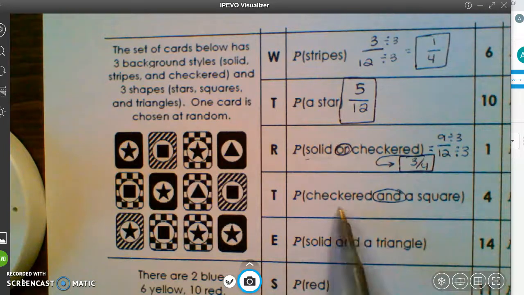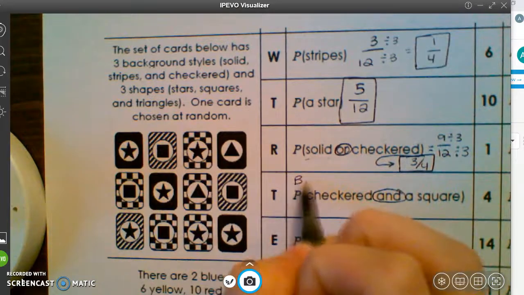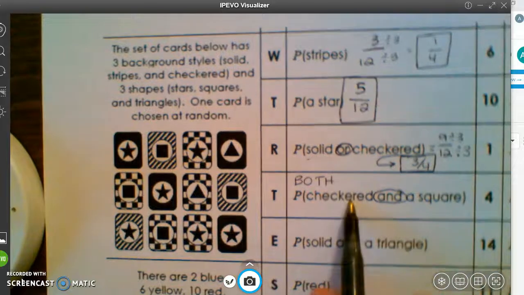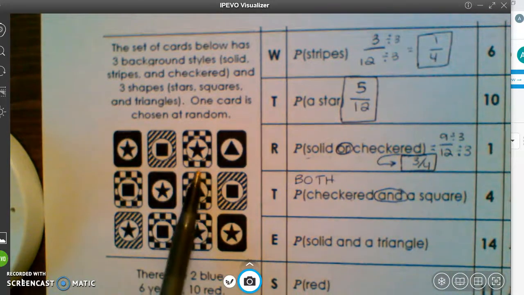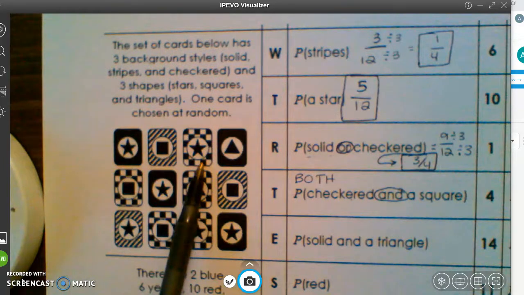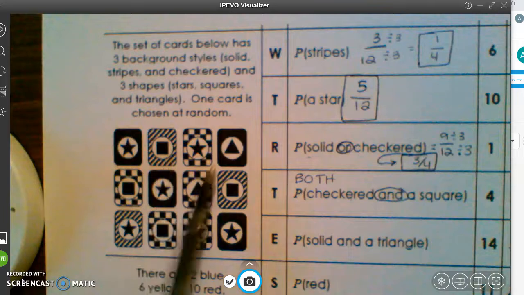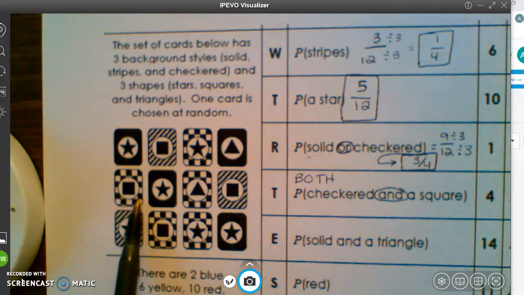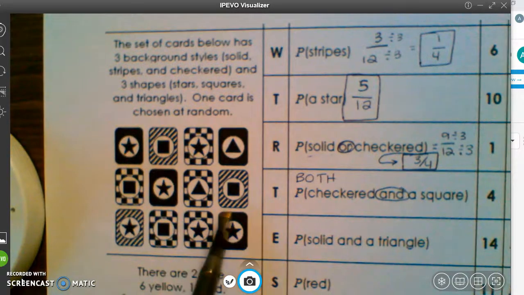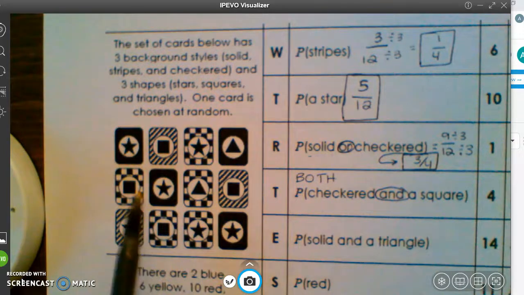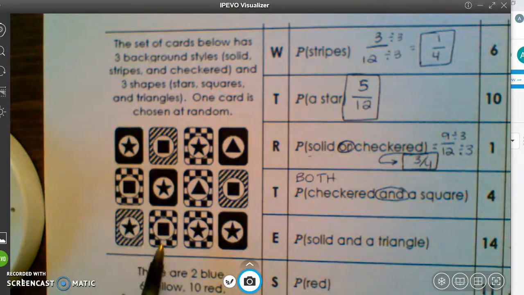So now we're looking for cards that have both checks, they're checkered, and they have a square with them. So like this card right here, it's checkered, but it's not got a square. So it would not work. So let's see if we've got some, here's a checkered with a square. Ooh, we got one checkered with a square. This one doesn't work because it's checkered with a triangle. That doesn't work. Here's got a square, but it's got stripes. Doesn't have both. We've got to have both checkers and a square.